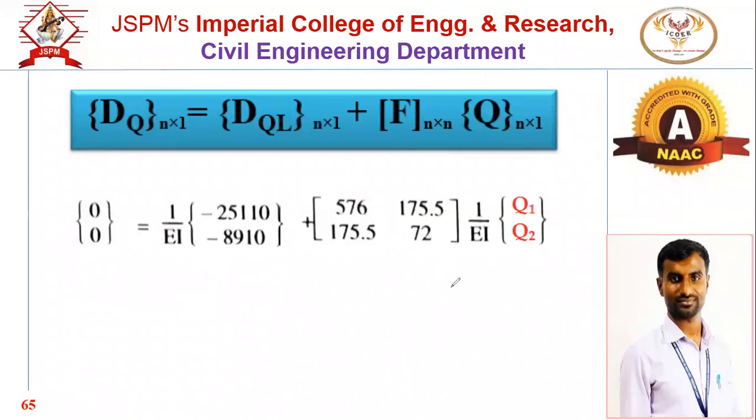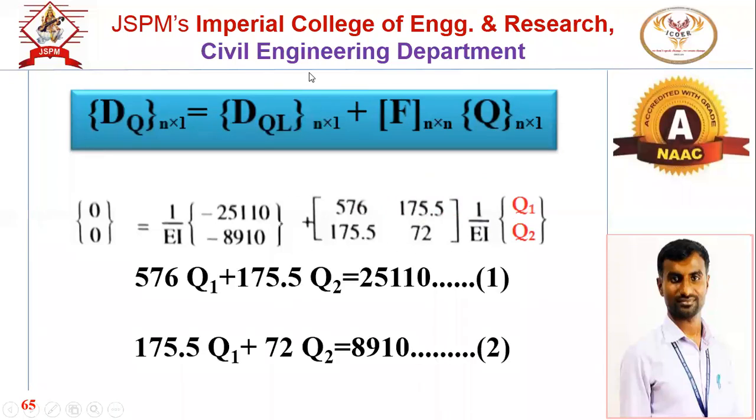Next, this is a 2 by 2 matrix and this is a 2 by 1 matrix. So first row multiplied with first column, second row multiplied with first column. So the equation will be 576 into Q1 plus 175.5 into Q2. So the matrix multiplication rule, first row, first column, the same we have to apply. And we will get these two simultaneous equations.